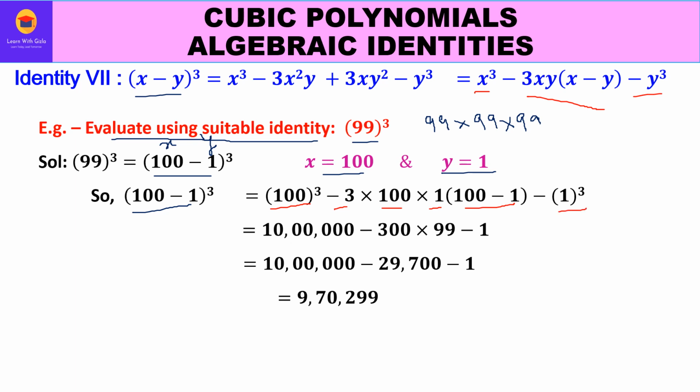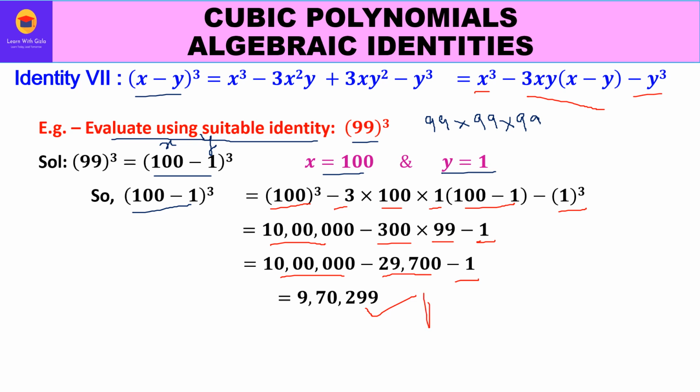Now 100 cube is 10 lakh. Minus 3 into 100 is 300. 100 minus 1 is 99. And 1 cube is 1. So outside it is a minus sign, so minus 1. Now further simplify: 10 lakhs, 300 into 99 is 29,700, minus 1, which is equal to 9,70,299.